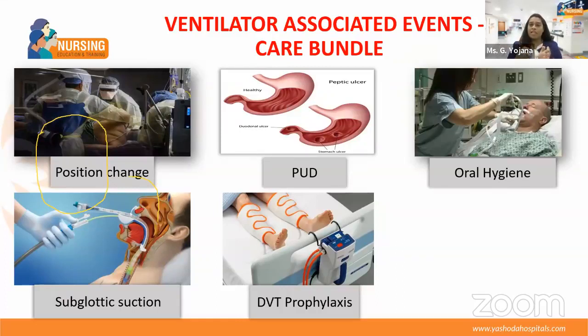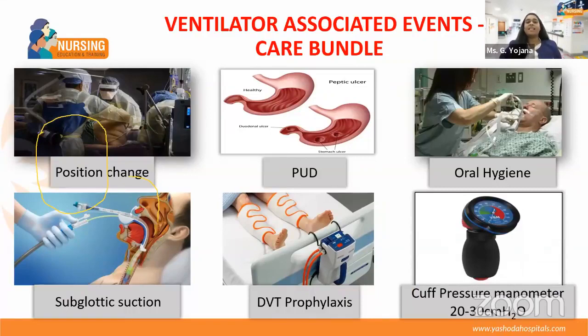At 40 mm of Hg, it will inflate, and at 50 mm of Hg, it will deflate. So inflation and deflation alternately will help in improving the circulation to the lower extremities. Further, we are preventing DVT. Am I clear with this?